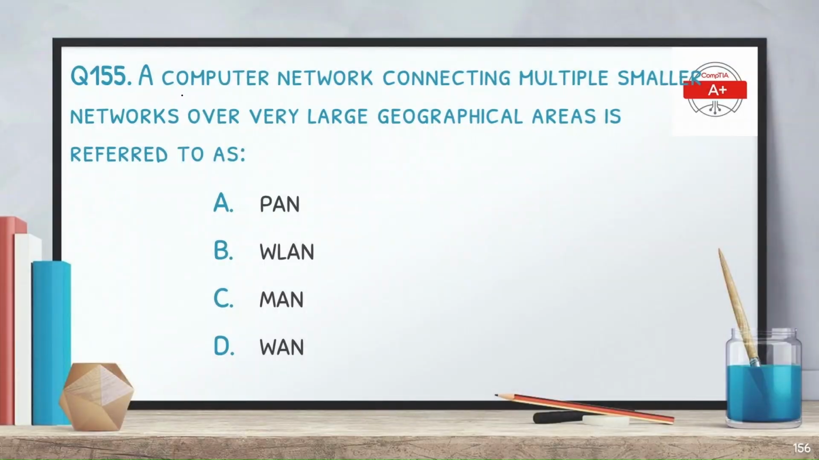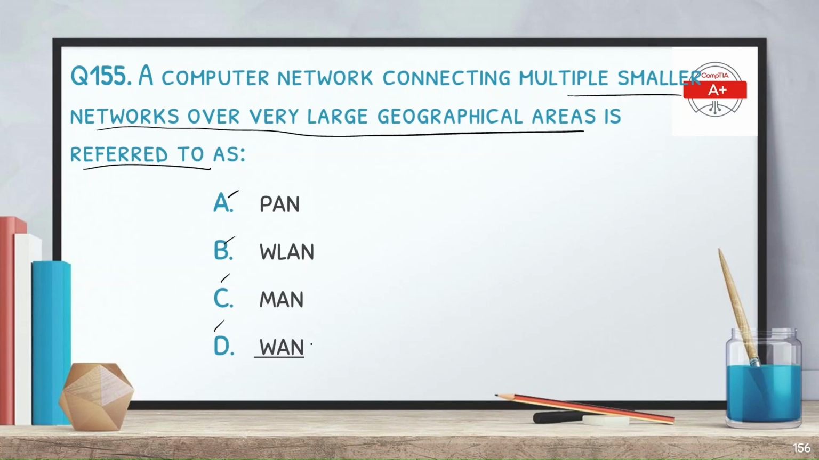Question number 155 is that a computer network connecting multiple smaller networks over a very large geographical area is referred to as. The options are again A. PAN, B. WLAN, C. MAN, and D. WAN. And the correct option is WAN or wide area network. So the most popular example of WAN is the internet.